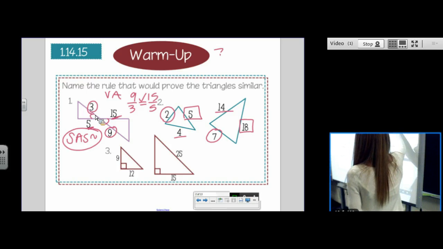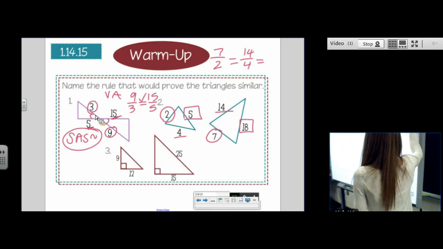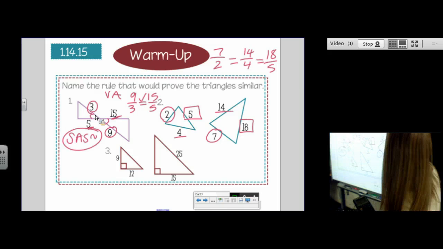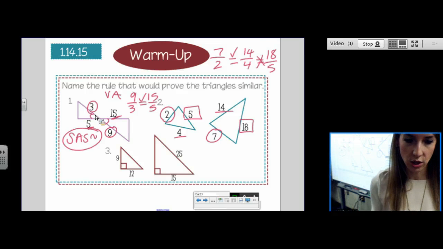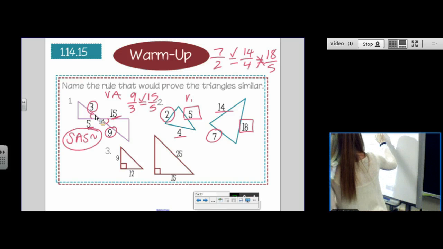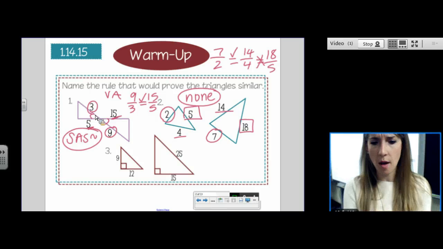Okay? 7 halves, does that equal 14 fourths, which equals 18 fifths? When you divide those in your calculator, do you get that every time? 7 divided by 2, 3.5. 14 divided by 4, 3.5. 18 divided by 5, 3.6. So this is true, and this one is not true. So what's the answer to number 2? Not similar or none. Whatever the directions tell you to say on the quiz, use that. They might say put NS for not similar, put none, put not possible.